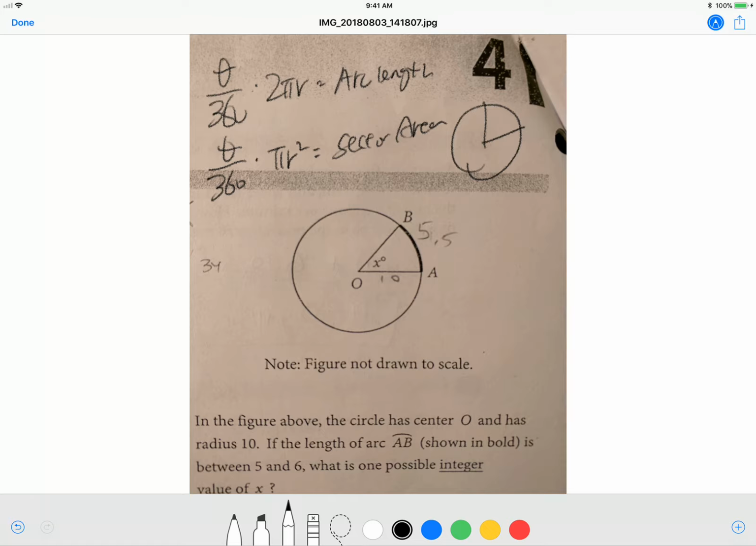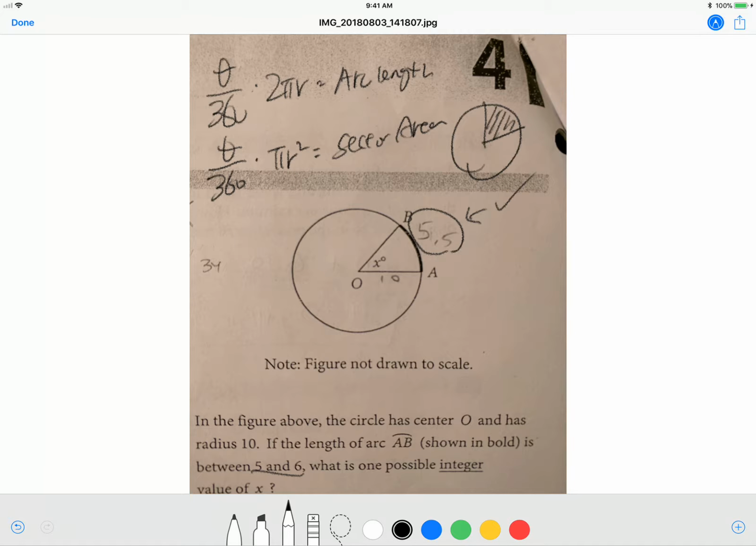Okay, what is sector area? Let's say you take a pie of pizza. The area of basically the pizza slice is called the sector area. Okay, so in the figure above, the circle has center O and has a radius of 10. If the length of arc AB is between 5 and 6, so you'd use 5.5. Very good. This is great. What is one possible integer value of x?